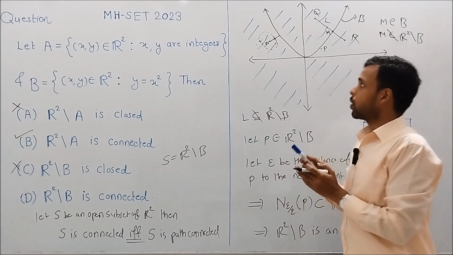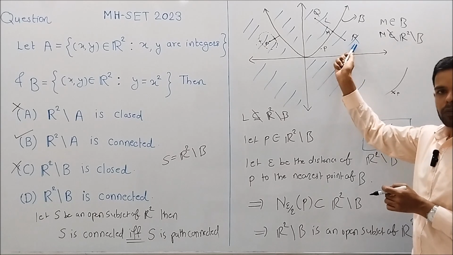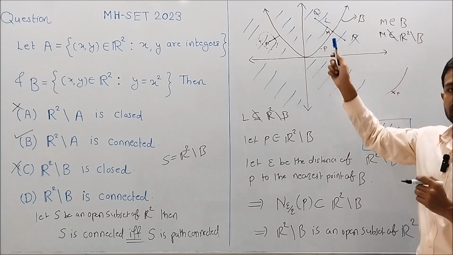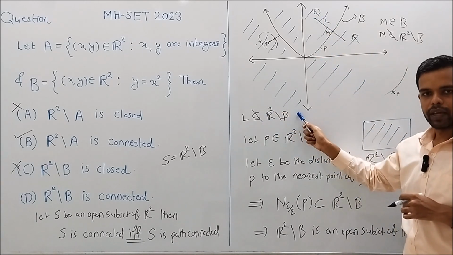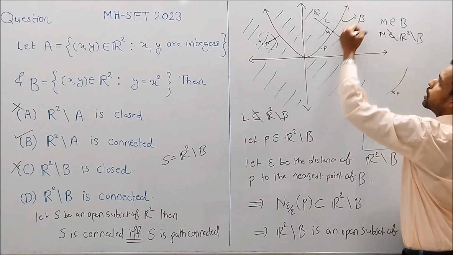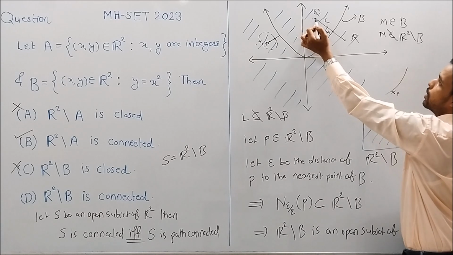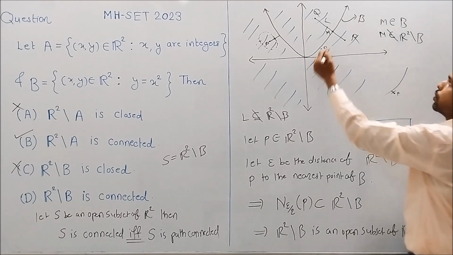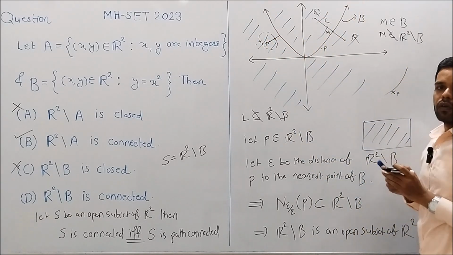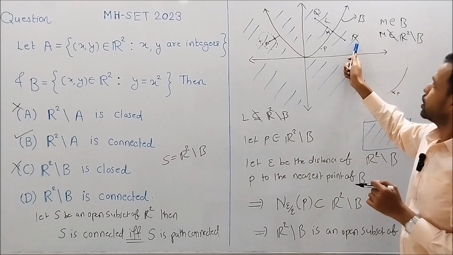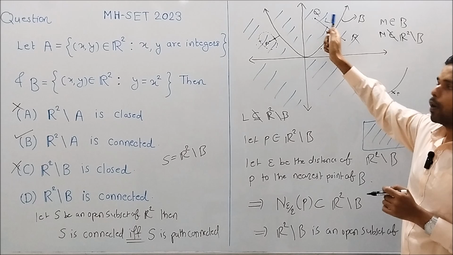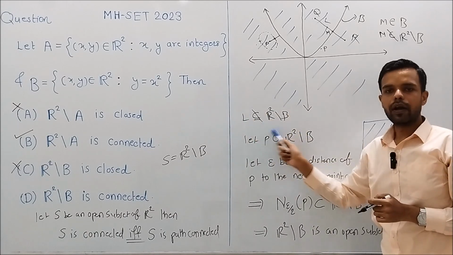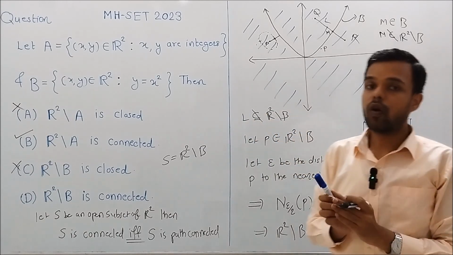So we see that for any two points in R2 minus B, we cannot draw a path which joins those two points and lies completely inside R2 minus B. You cannot draw a path like this. Even if you draw a path like this, that path must be intersected by the parabola somewhere, because this is going to infinity and this is also going to infinity. So any path joining these two points is not contained in R2 minus B. So R2 minus B is not path connected.